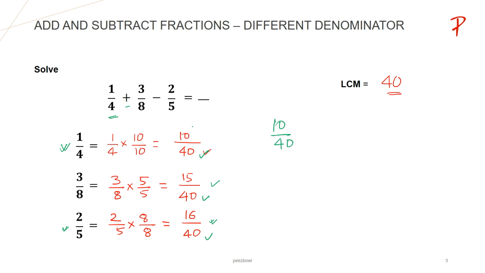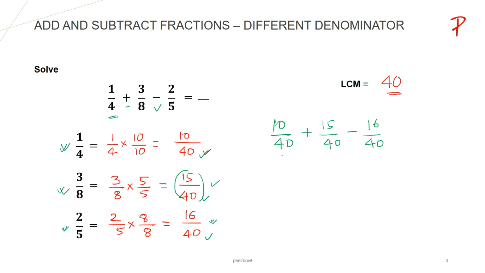Then we have a plus sign. After that we have 3 upon 8. So for 3 upon 8, I will write 15 upon 40. Then we have a minus sign. I will write minus sign. And later we have 2 upon 5, that is 16 upon 40. This is 16 upon 40.